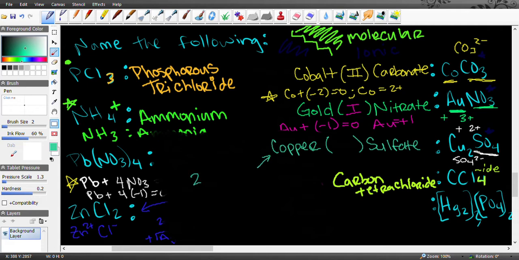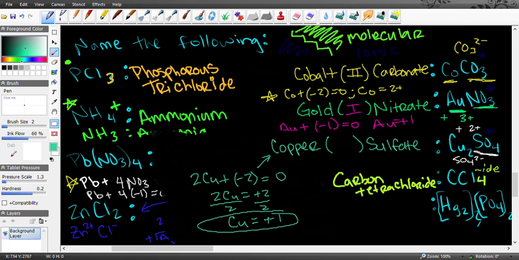So we know 2 times Cu, right? Because this 2 is here. Don't forget about this. If you have a 2 next to the one that you're trying to figure out, you need to bring it into the front because you need 2 of whatever that charge is. Plus sulfate. So sulfate is going to be a -2 charge, and that's going to equal 0. So 2Cu equals +2, right? Just added that to the other side. Divide by 2, divide by 2. That tells you that Cu has a +1 charge. So that's going to be copper 1 sulfate.